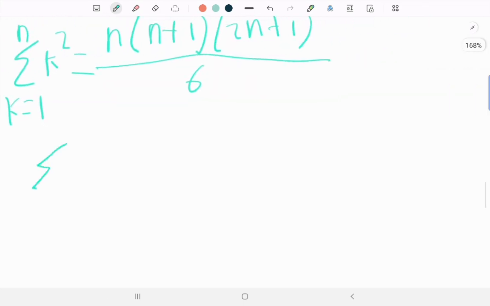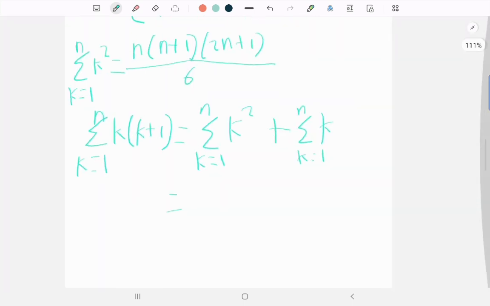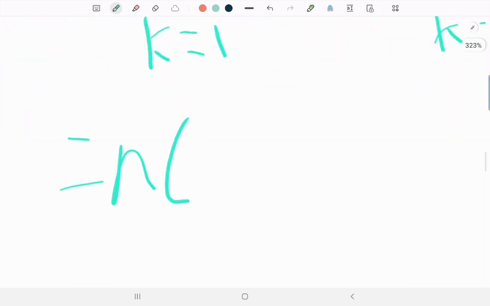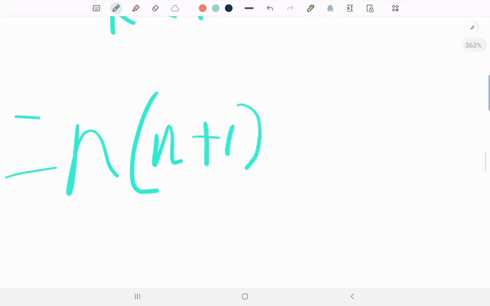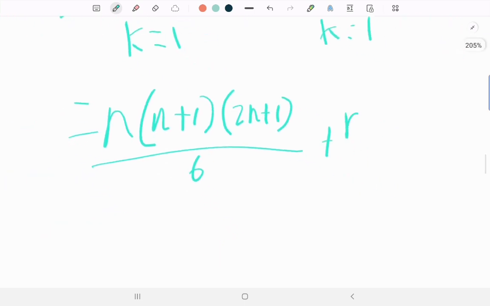So now that we have the value of the sum of k squared, we can go back to our original problem. The sigma summation from k equals 1 to n of k times k plus 1 is equal to the sigma of k squared plus sigma of k. So now we just plug in the values: n times n plus 1 times 2n plus 1 divided by 6, plus n times n plus 1 divided by 2.